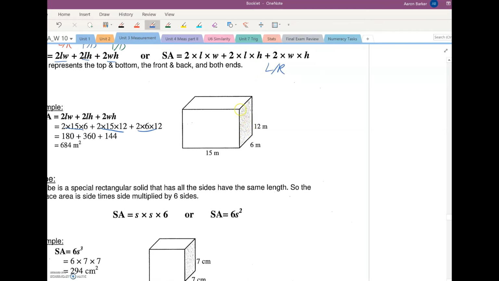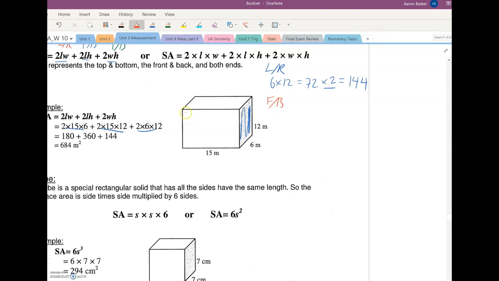So for my left and my right, I have to figure out where the dimensions are. They're at 6 times 12, and that equals 72. But then there's two of them, so I double it, and that equals 144. Okay. Then I will go front and the back. It doesn't matter which order you do it in.